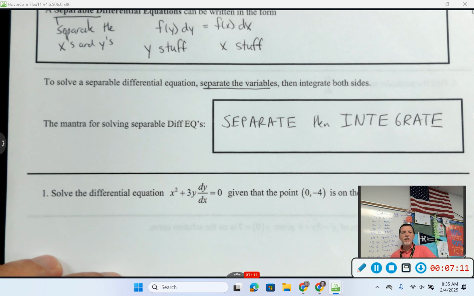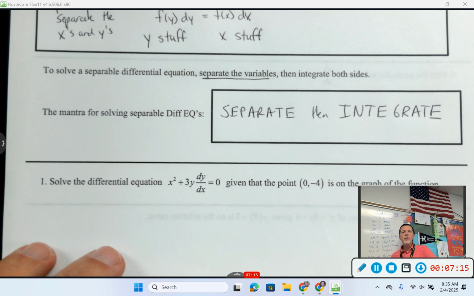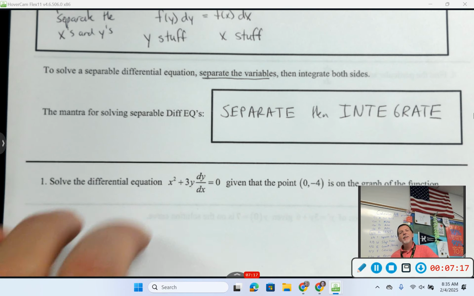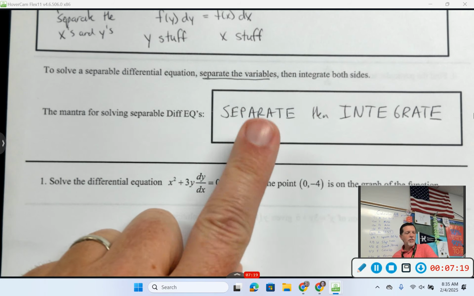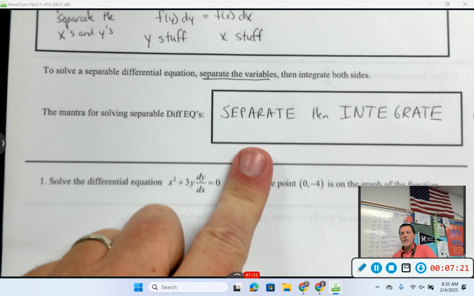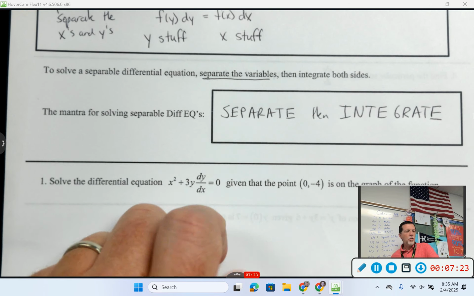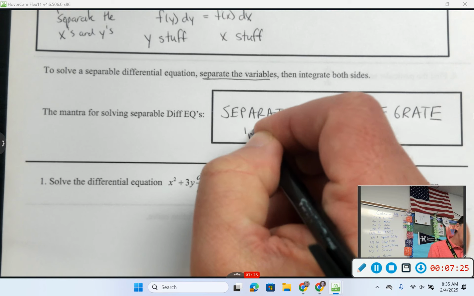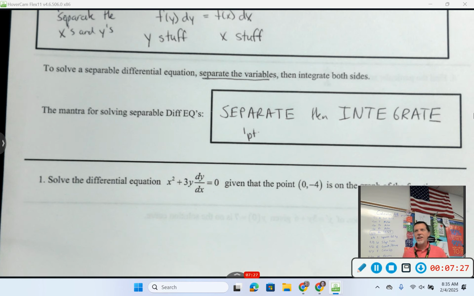Separate, then integrate. And the good news about separate and integrate is almost every time one of these shows up on a free response question on the AP test, you will usually get a point just for separating. An Algebra 1 student could do that. Get all the x stuff on one side, all the y stuff on the other side. Congratulations, that's 1 point on the AP test. Not 1 out of 5 points, but 1 point on that FRQ.